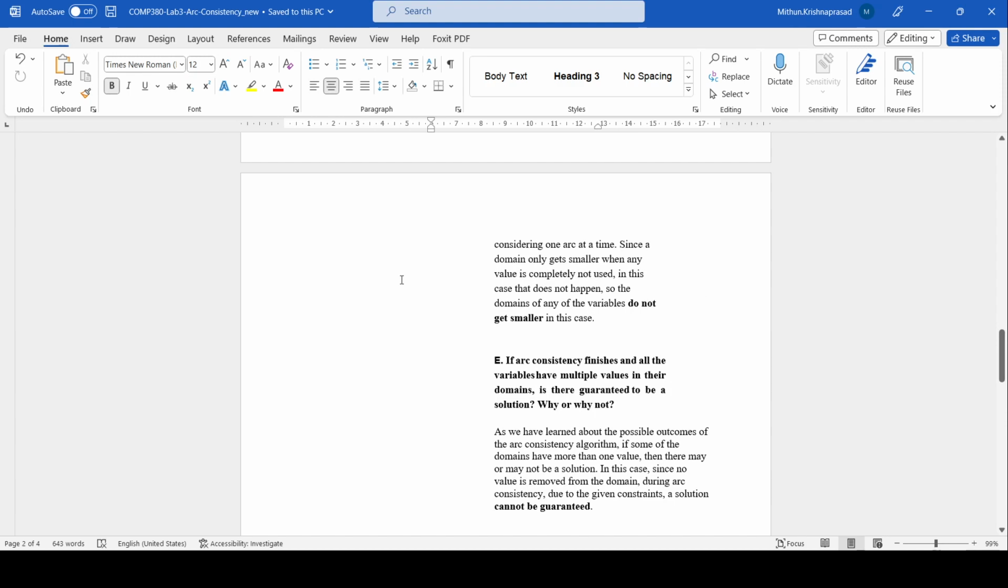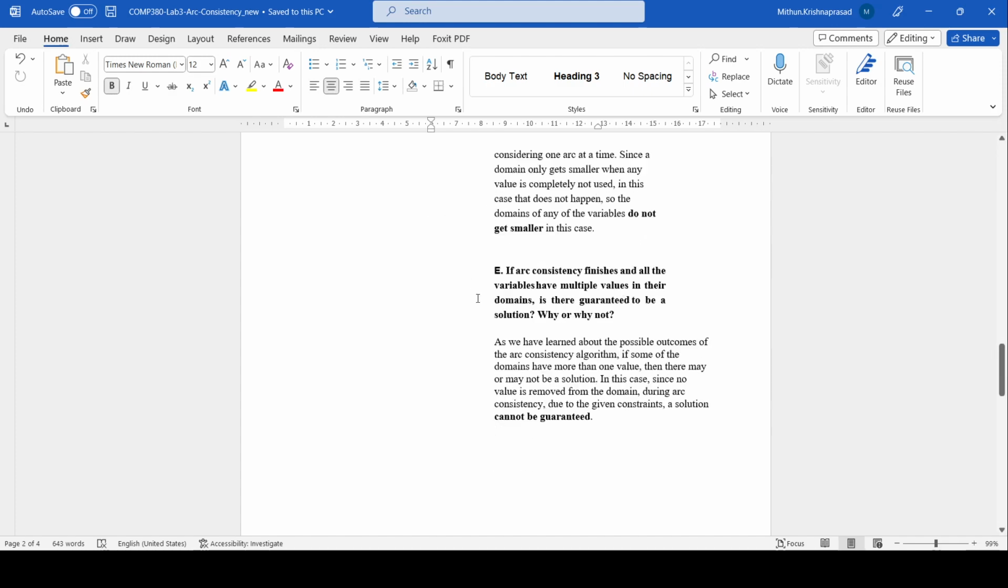The next thing we had is, once the arc consistency finishes, it's a hypothetical situation, let's say that all the variables have multiple values in their domains. Is there guaranteed to be a solution? We took a look at the possible outcomes of the algorithm just before this, and we learned that if some of the domains have more than one value, then there may or may not be a solution. So in this case, since no value is removed from the domain during arc consistency due to the given constraints, a solution cannot be guaranteed.